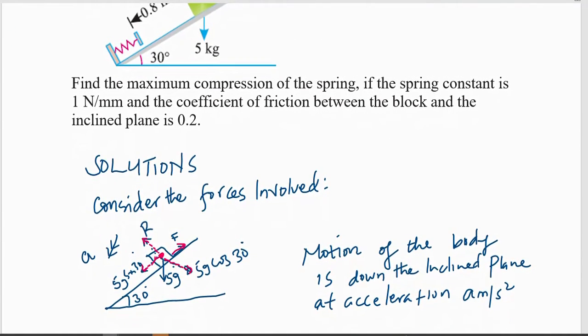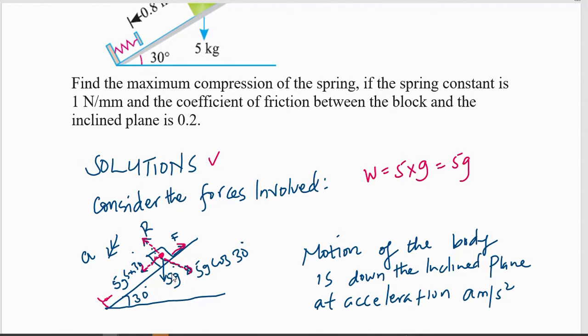Now for solutions, consider the forces involved. When you look at this, the equilibrium of an inclined plane, we have the body that has a mass of 5 kilograms. To get its weight, that will be 5 times g, the acceleration due to gravity, which gives you 5g. So the weight acts vertically downwards.